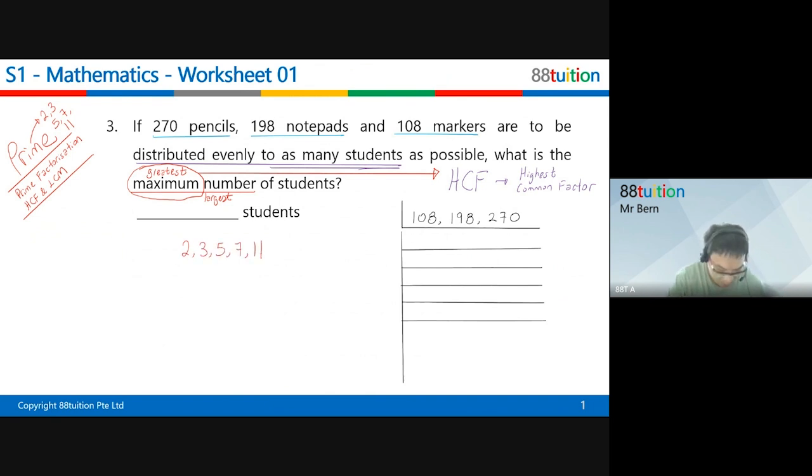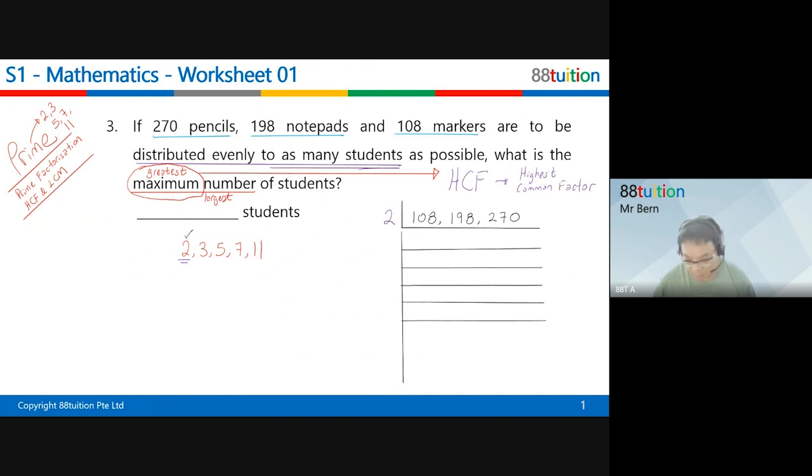All right. So down here, what do you see? The first prime number is a 2. So looking at these 3 numbers, right? Can you see not? All 3 of them are even numbers. So can divide by 2 or not? Yes, I can. All 3 can divide by 2. Let me divide by 2 first.